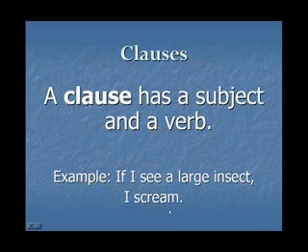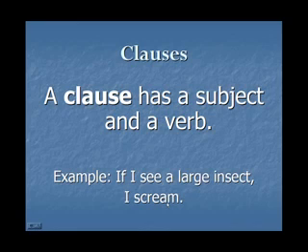And if we come back, let's see again, if I see a large insect, I scream. The independent clause here is I scream because this thought is complete. It can stand on its own and it makes sense. This first clause, if I see a large insect, makes sense, but only if it's part of the whole sentence. That's why it's a dependent clause. This clause is dependent on what follows, I scream.